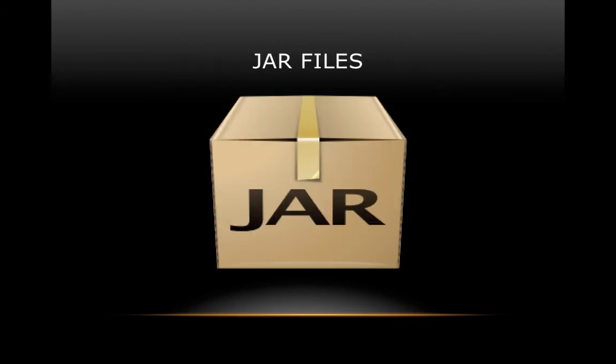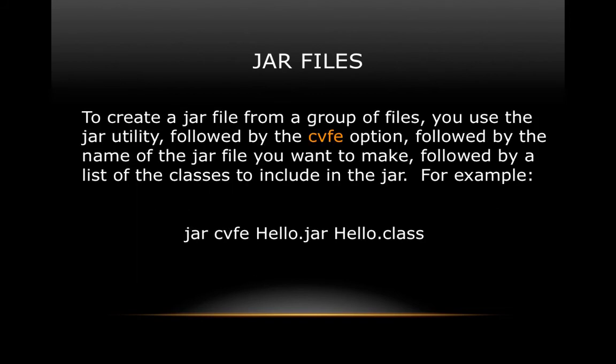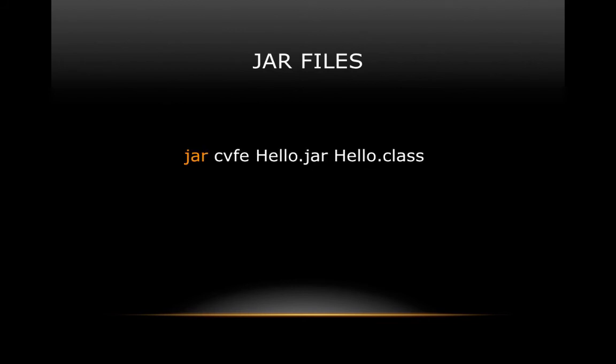Jar files. A jar file is an archive file that can hold multiple .class files. To run a class inside a jar file, you use the -jar option on the command line followed by the name of the jar file. To create a jar file from a group of files, you use the jar utility, followed by the cvfe option, followed by the name of the jar file you want to make, followed by a list of the classes to include in the jar. We would run jar with the cvfe option. Hello.jar is the name of the jar file we are making, and hello.class is the class that we are putting into the jar.